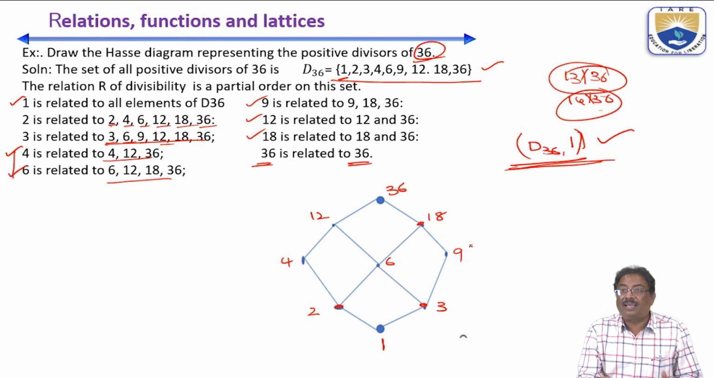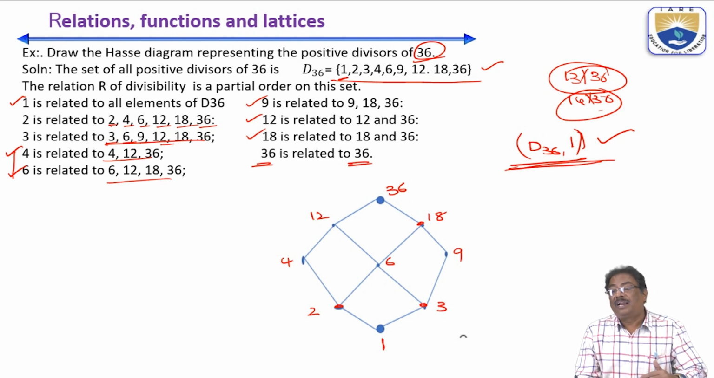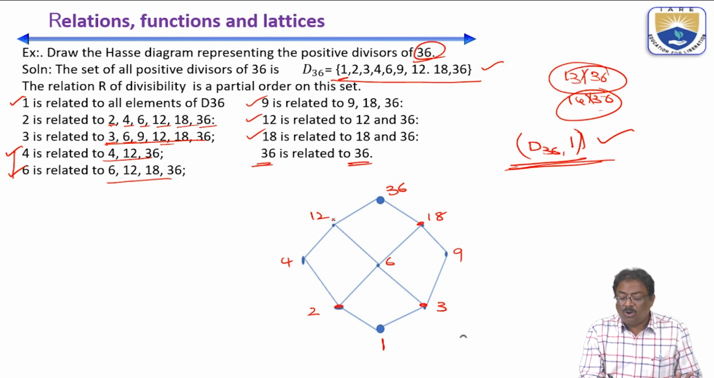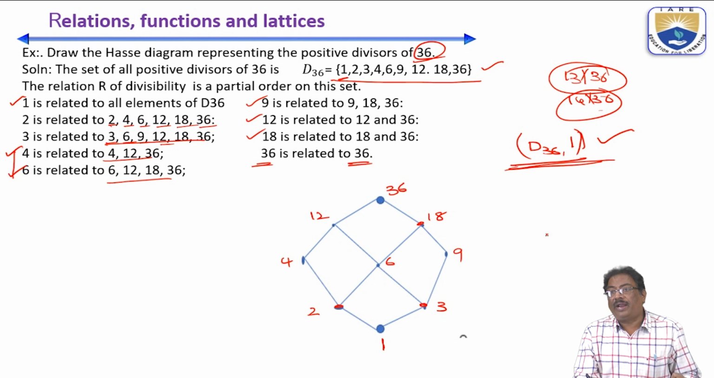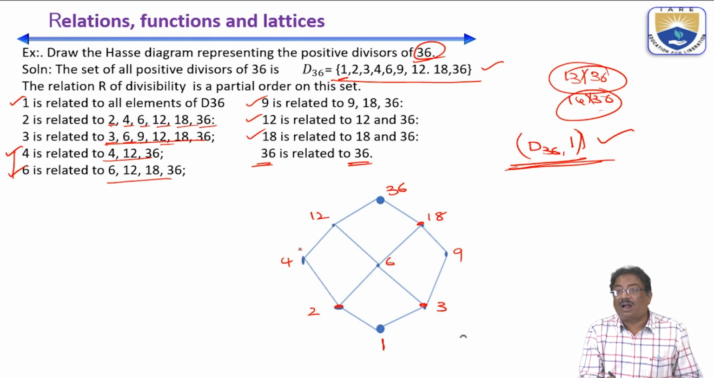4, 6, 9, they are not related to each other. Not related to each other means they do not divide. So 4 does not divide 6, 4 does not divide 9. And similarly, these are two incomparable elements, that is, there is no relationship. For 12 and 18, there is no relation. And like this, at every level we are going to find the elements which are not related, and those elements are going to be mentioned.